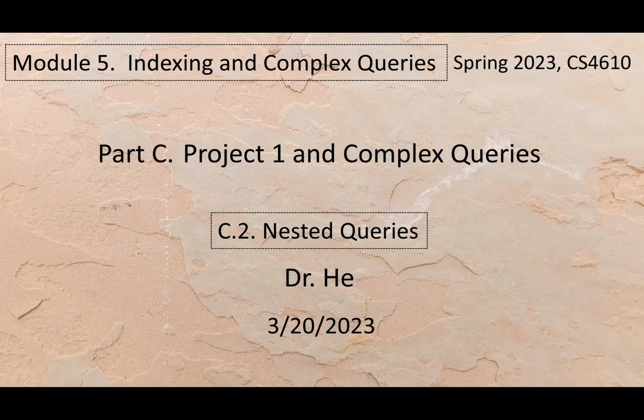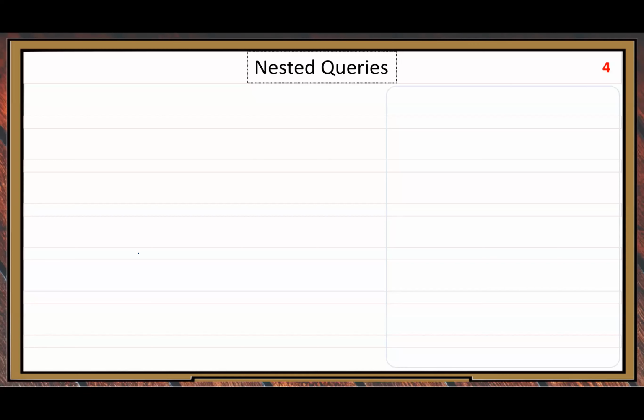Then, part C, complex queries. C.2, nested queries. In this part, we need to work on much harder material, not too much harder, but harder than the basic query operations. Here is one special type of query called nested queries. We have 2 levels, the outer query level and the inner query level.